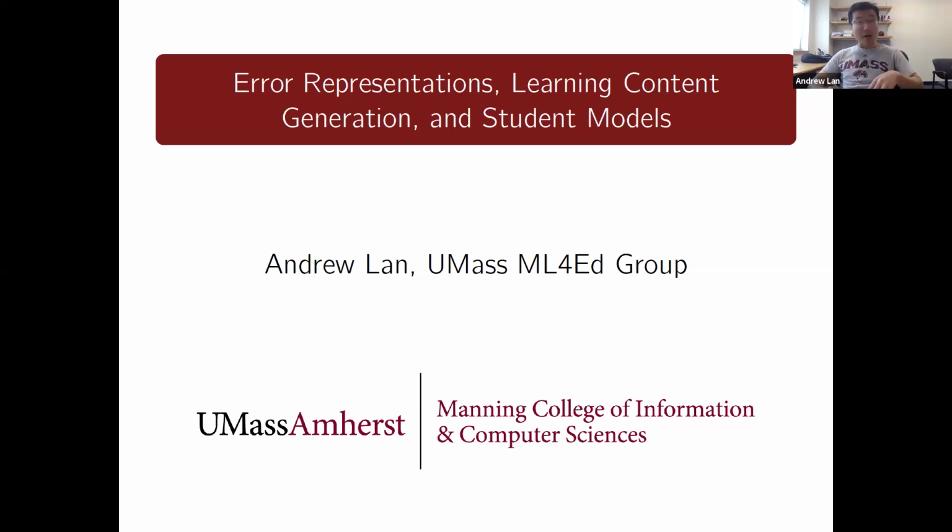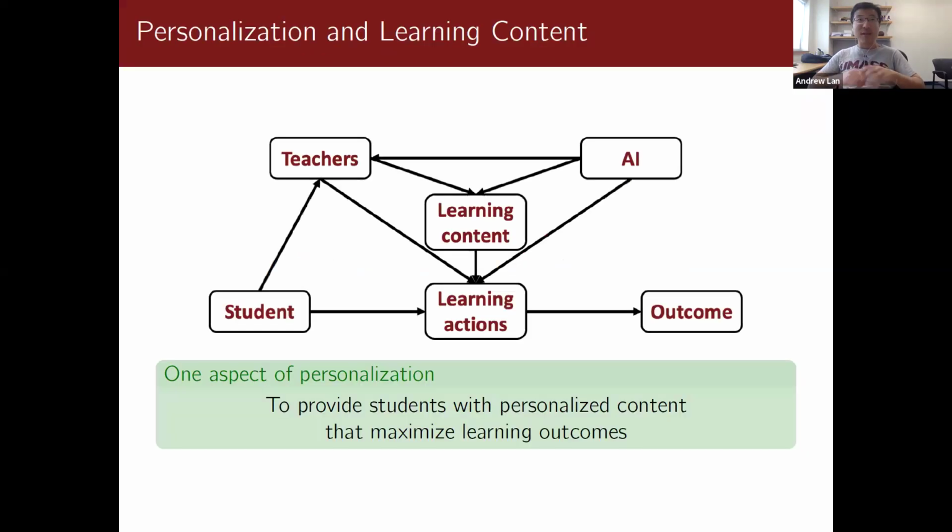Today I'll be talking about error representations, learning content generation, and going into a little bit of student modeling. This is all work from our group at UMass Amherst. So ultimately, what is our goal? Our goal is to use AI to do personalized learning at scale, to ultimately try to improve student learning outcomes. Here is a simplified version of the landscape that we have.